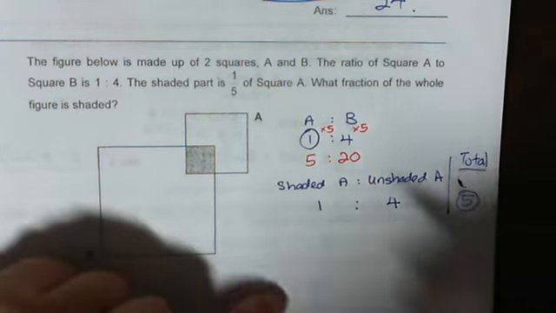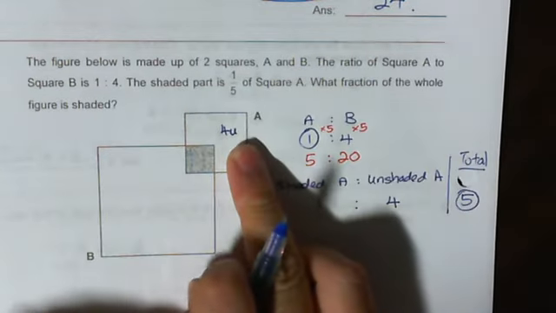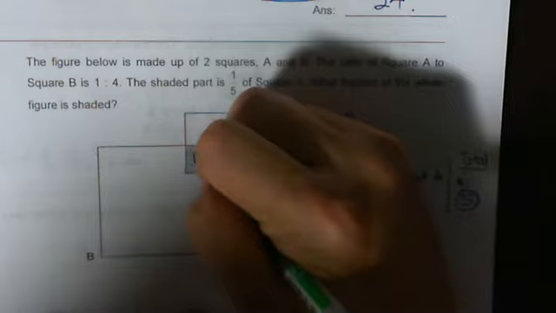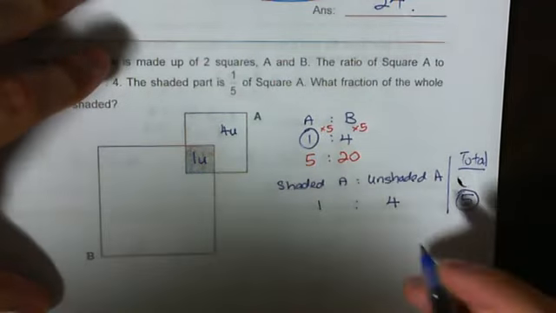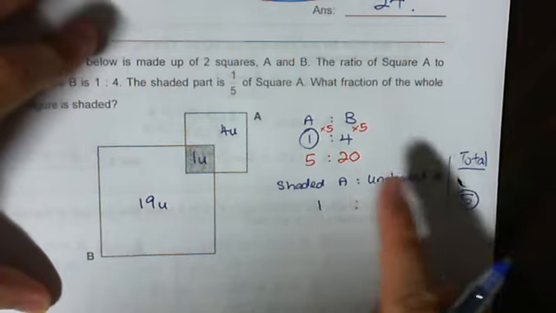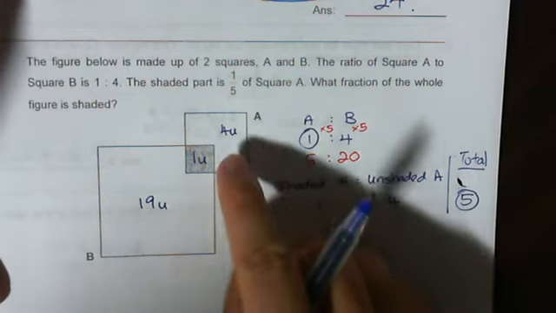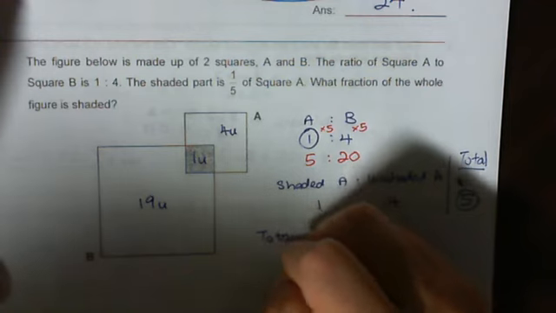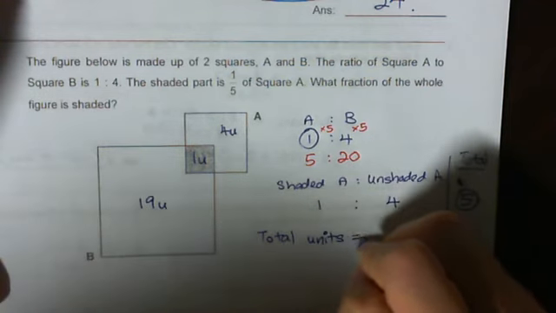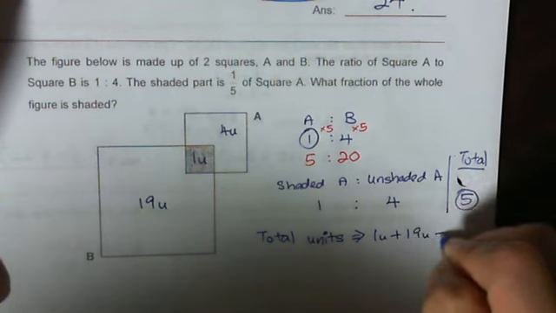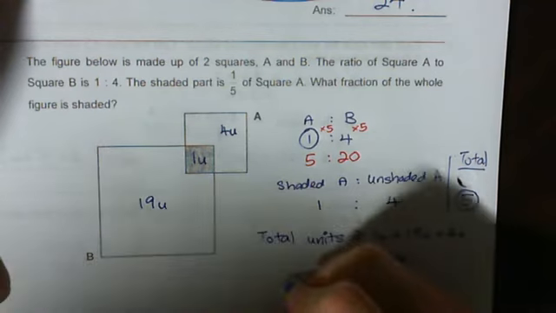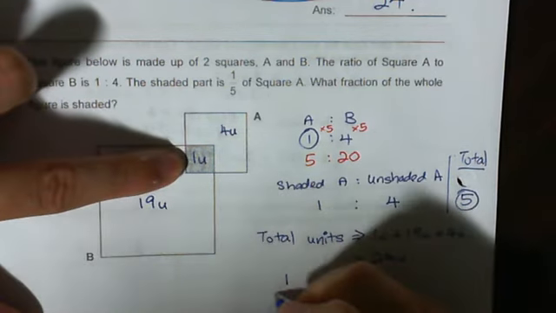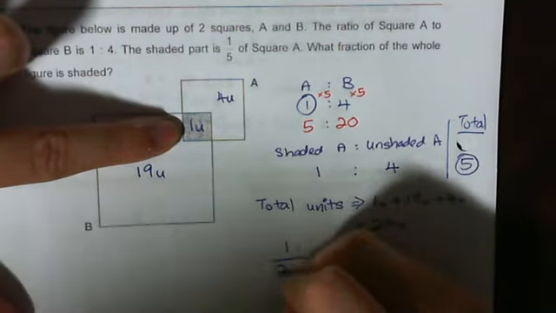Aha! I have pretty much solved this problem because I know that 1 unit of A is shaded. And then, if that's the case, 4 units of A is unshaded. This is 1U. And I know whole of B is 20U. So the unshaded part of B will be 19U, because 20 minus 1. What fraction of the whole figure is shaded? Total units will be 1U plus 19U plus 4U. I will get 24U. Fraction 1 out of 24.